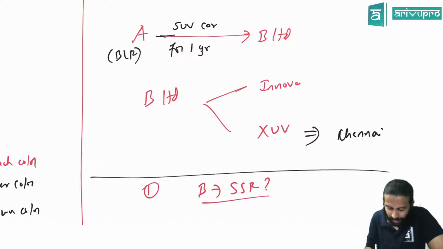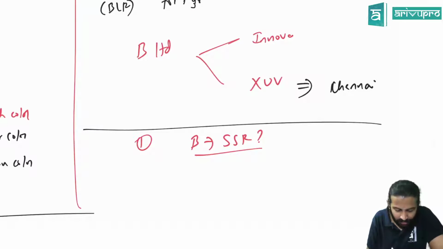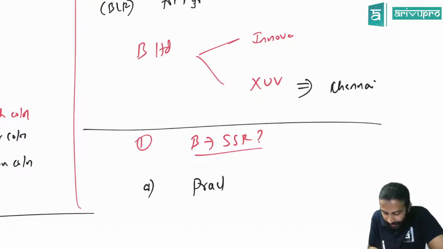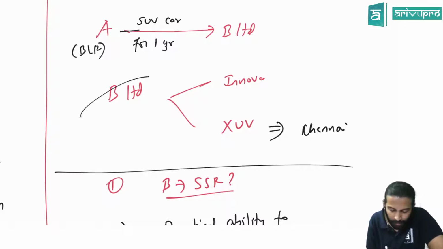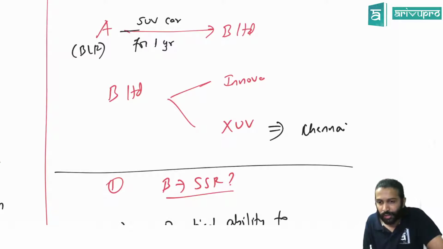Does B Limited have SSR, sir? To check SSR, I said you require two requirements. What are the two requirements? You should have the practical ability to substitute. Correct? That is the first thing. Practical ability to substitute, yes, that's what you wrote, and throughout the period of use. So you just check here. Does B Limited have the practical ability to substitute, sir?